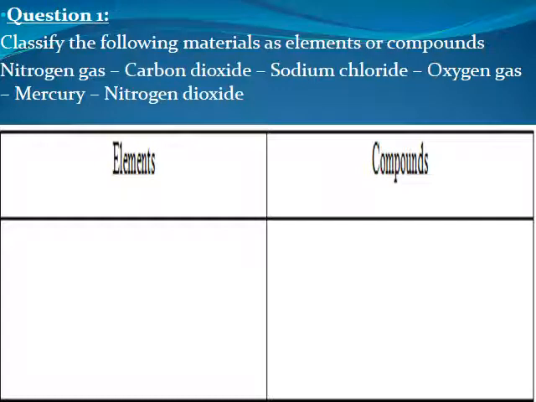Moving now to the questions. Question number 1. Classify the following materials as elements and compounds. We have nitrogen gas, carbon dioxide, sodium chloride, oxygen gas, mercury, and nitrogen dioxide. First, nitrogen gas, it's N2, it's composed only of N, so it's an element.